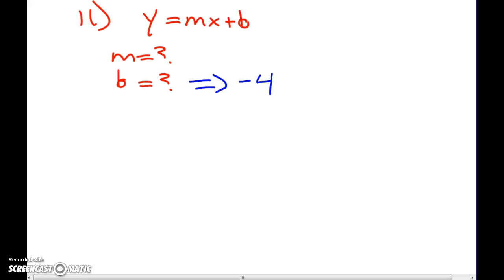So I can use that if I want to, and I can use rise over run. I'm going to have to rise and run a lot here. I'm going to rise and run all the way to 5, 4. So I'm going to start there. I'm going to go 1, 2, 3, 4, 5, 6, 7, 8. And then I'm going to run 1, 2, 3, 4, 5.